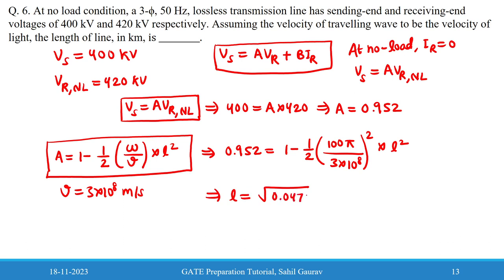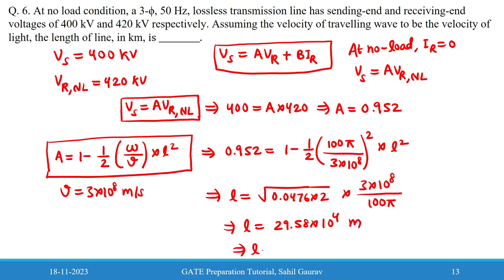L is equal to 0.0476 into 2 into 3 into 10 to the power 8 divided by 100 pi, and this will give you 229.58 into 10 to the power 4 meter. If you write in kilometer, since it is asked in kilometer, it will be 295 kilometer. That will be the answer. 295 kilometer is the answer, and this was asked in GATE 2016, and it is of 2 marks.